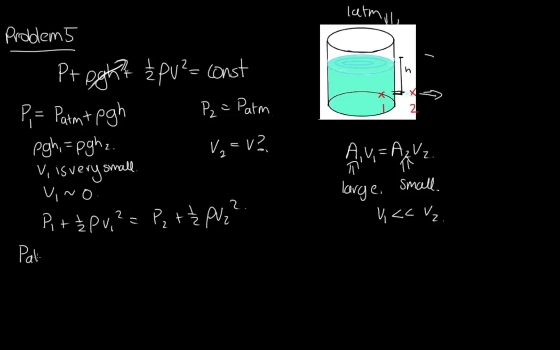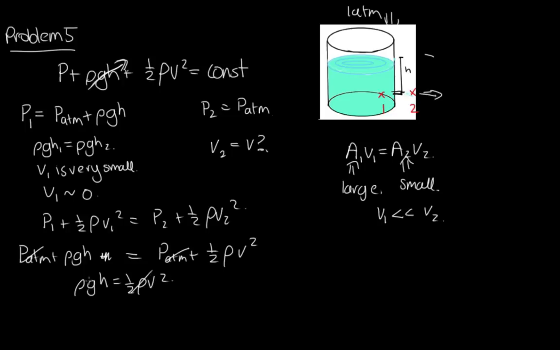P1 is the atmospheric pressure plus rho GH. V1 is approximately 0, so that term's actually 0, so we can leave it off. P2 is atmospheric pressure plus a half rho V squared, where V is the velocity we're trying to find. So these atmospheric pressures cancel out, and we have rho GH is equal to a half rho V squared.